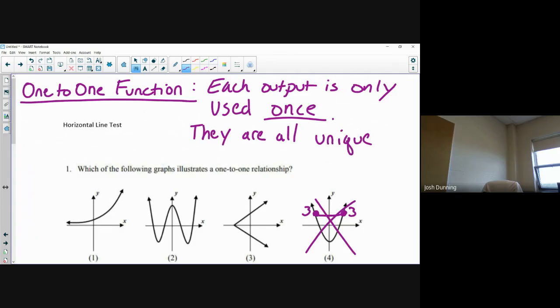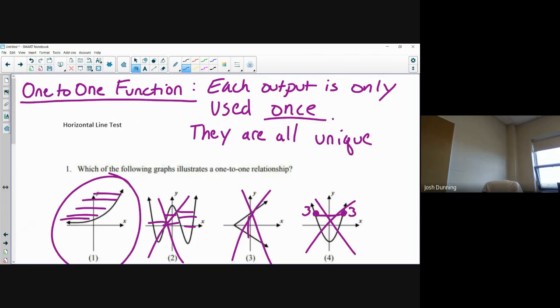Choice 3, well, choice 3 is why we reviewed the vertical line test, because sure, this one looks like it passes the horizontal, and it does, but it can't be a one-to-one function because it's not even a function, because it fails the vertical. 2 fails the horizontal pretty much everywhere. 1, no way you can connect any points with horizontal lines. It is one-to-one.